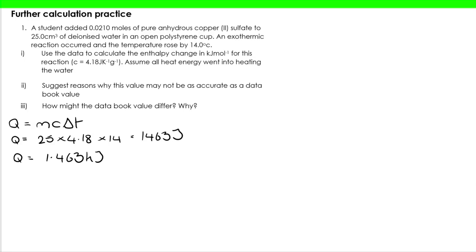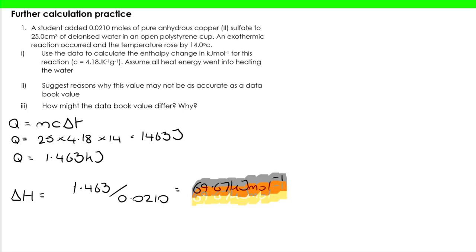I can now look at the information that has been provided, and I can see that I have got 1.463 kilojoules, and I'm dividing by 0.0210 moles, because we were actually given the molar value. And we get 69.67 kilojoules per mole.